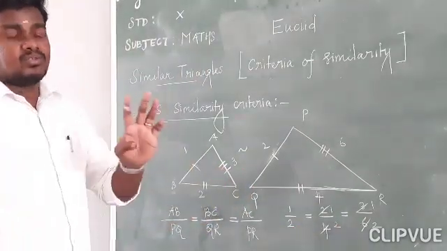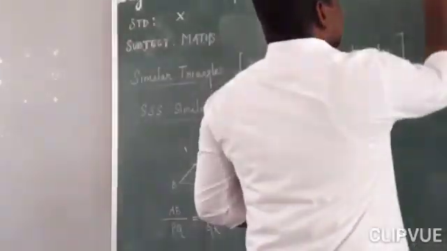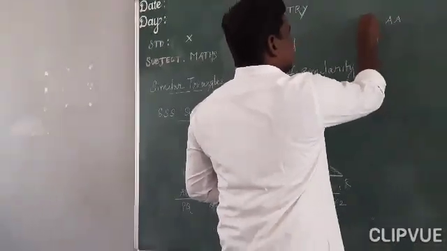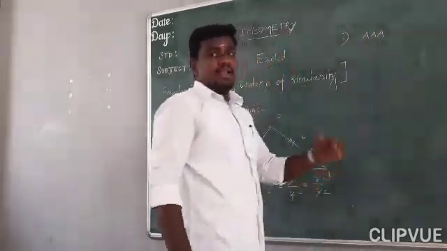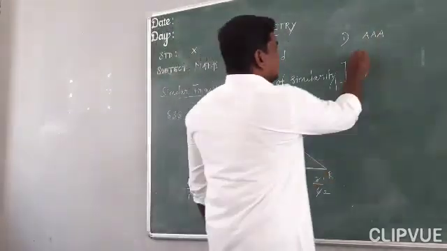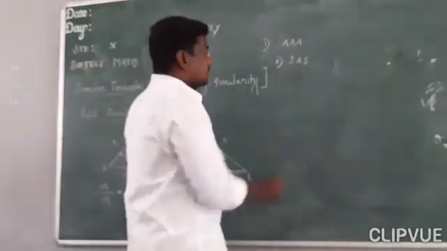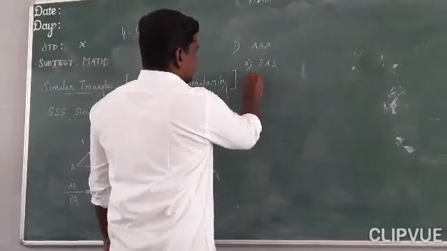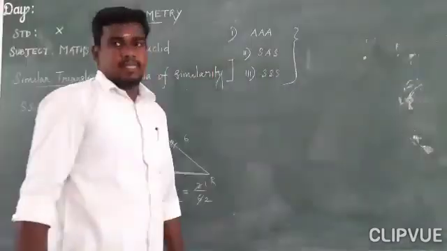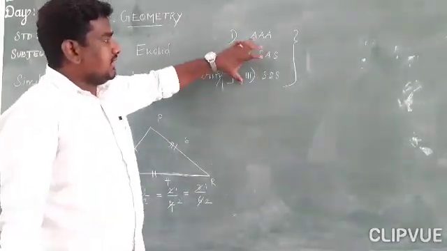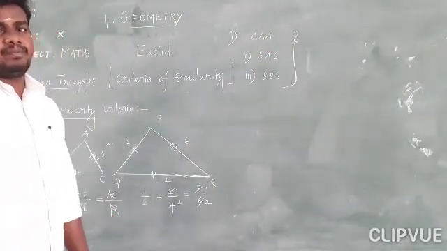This is the concept. So we have got the three similarity criteria. First one, angle: if two angles are equal, the third one must be equal, so angle criteria we can say that. The second one, side angle side. The third one, side side side. These three. Okay. So we can use these three to say whether the two triangles are similar or not similar.